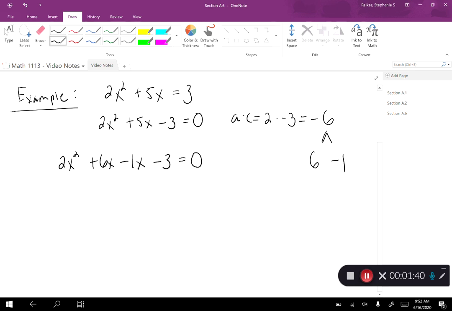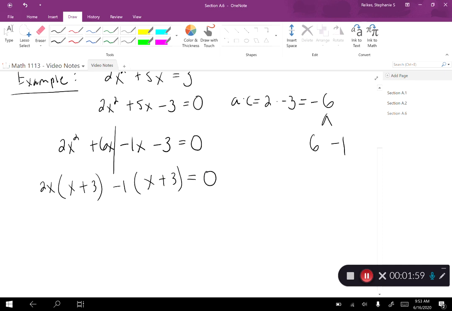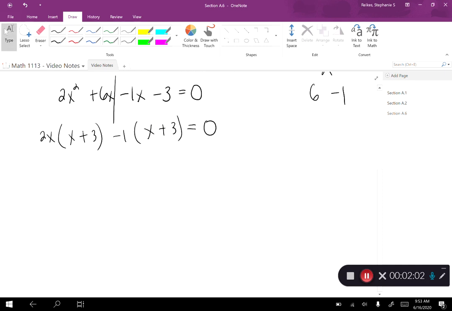Now my polynomial has 4 terms. I'm going to factor by grouping, or what I like to call the cut in half technique. GCF out of the left, I can pull out a 2x, and I'm left with x plus 3. GCF on the right, I can pull out a negative 1, and I'm left with x plus 3, and equals 0. Next, I see they both have an x plus 3 in common, so I'm going to pull out x plus 3, and I'm left over with 2x minus 1.